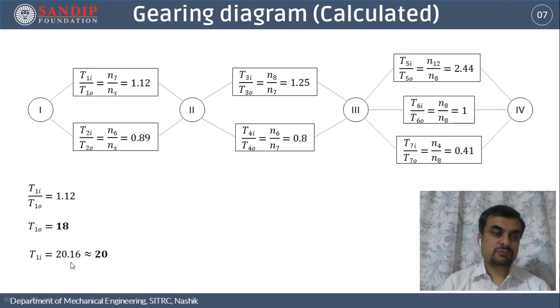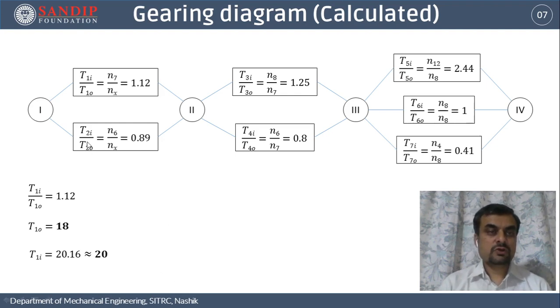Now this is the number of teeth, so it cannot be a fraction value, so we will round it off to 20. Here make a note that this rounding off error should be as low as possible. Here the error is only of 0.16, so I would say it is acceptable. You will understand the significance of this rounding off error when we will be calculating the deviation in the speeds. At this point of time, bear one thing in mind, that this deviation should be as low as possible.